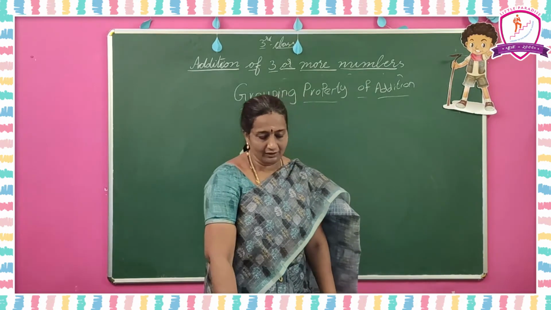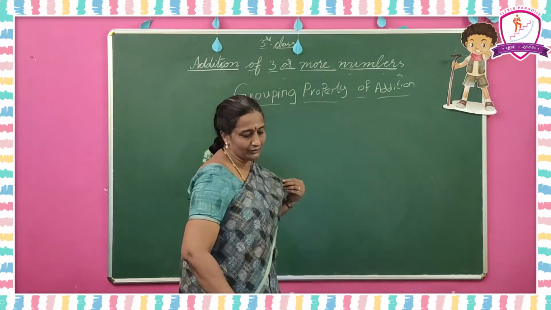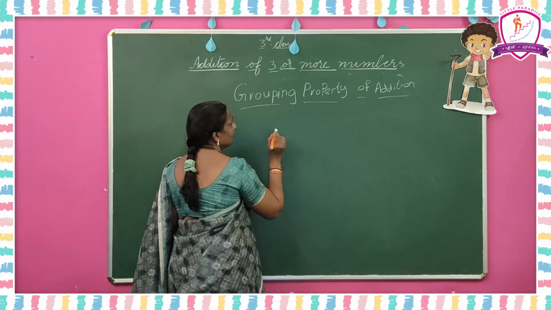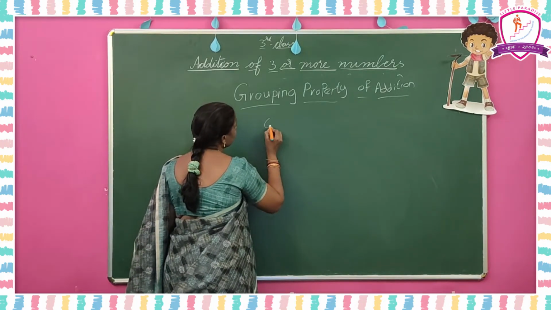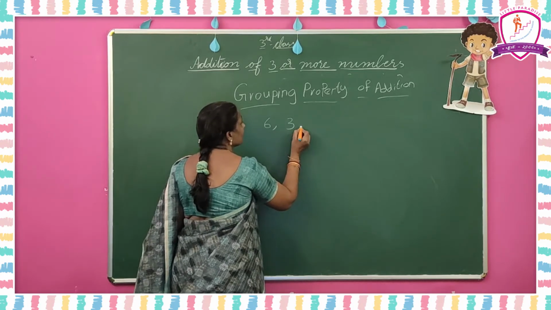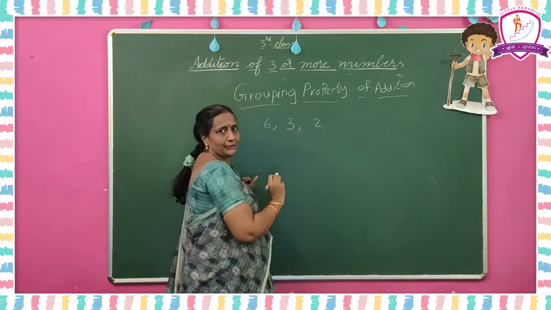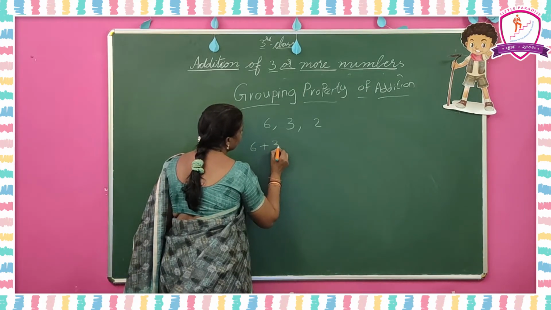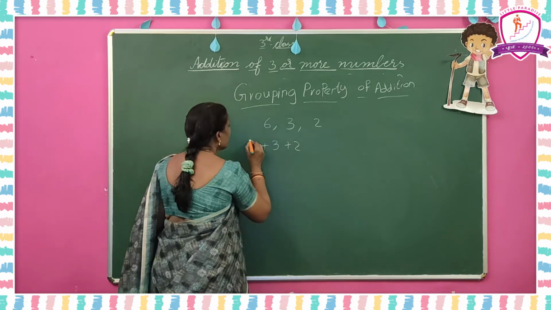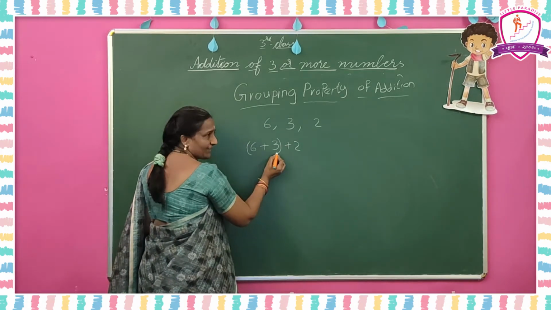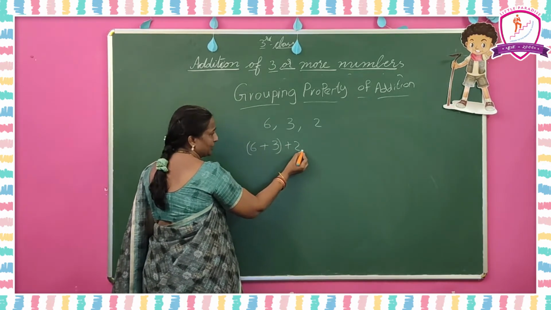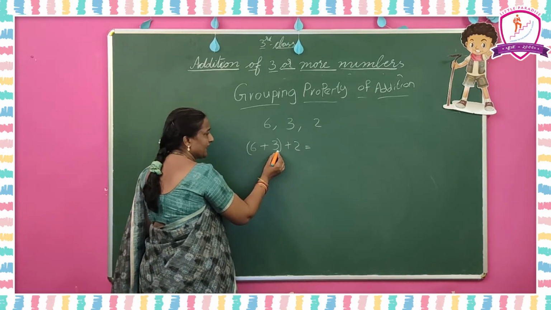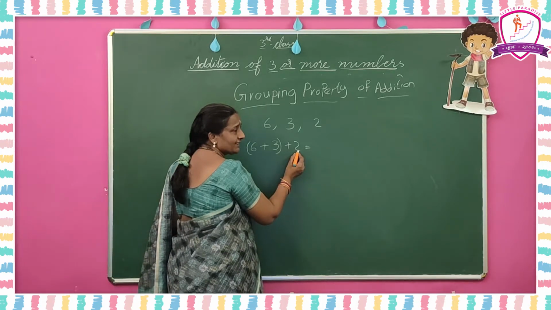Okay. Let us see about this. Take 3 single digit numbers. Let's say 6, 3, 2. If we have to add these 3 numbers, 6 plus 3 plus 2. If we group 6 plus 3 first and then add 2, what is the answer? First add 6 plus 3. The answer is 9. 9 plus 2 is 11.